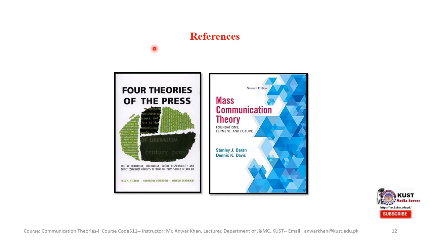In the references section, I can suggest these two books once again: Theories of the Press, written by these three scholars, and the second book is Mass Communication Theory: Foundations, Ferment, and Future, seventh edition. Both of them are very important books. In the first one, you will have complete information about the four theories of the press, right? The authoritarian theory of the press, libertarian, social responsibility, and Soviet communist theories, right? And in the second book, you will again have lots of information about the normative theories of the press.